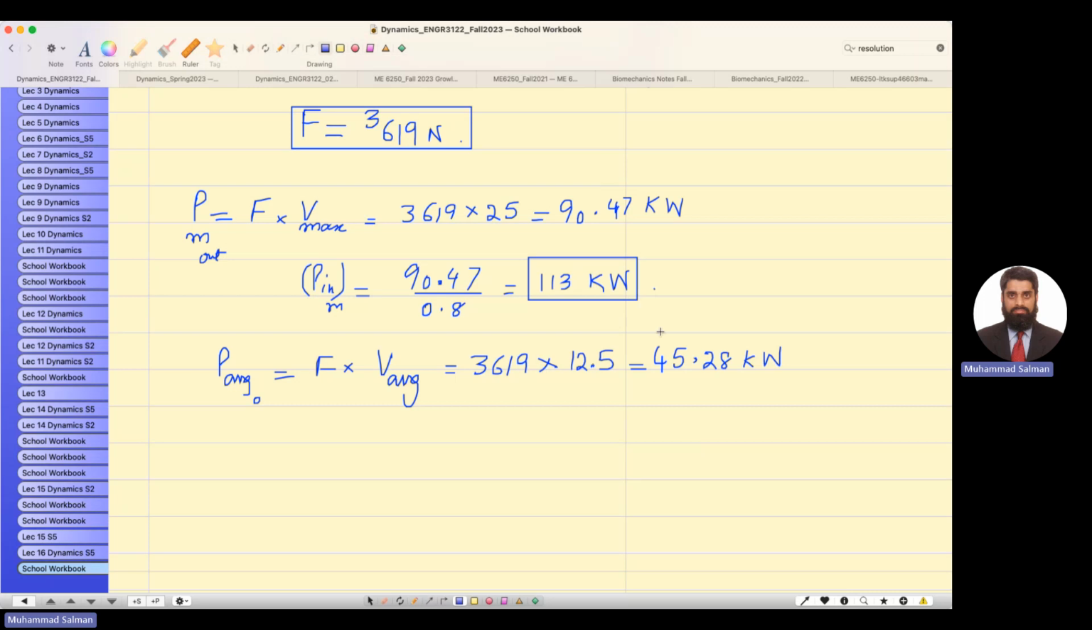And the power supplied by the engine is the output divided by efficiency: average input power equals 45.28 divided by 0.8. If you solve for this, you should get 56.5 kilowatts.